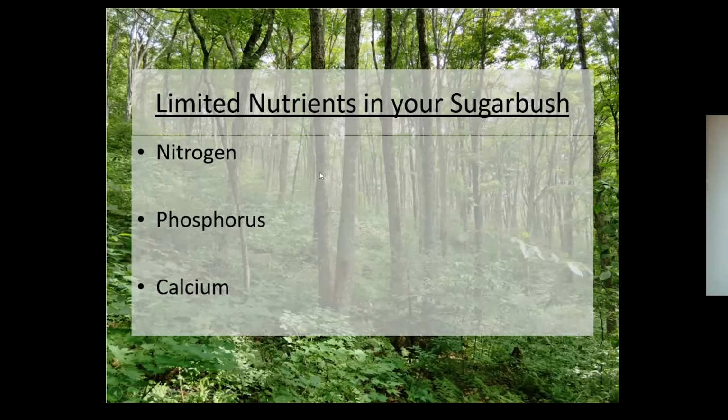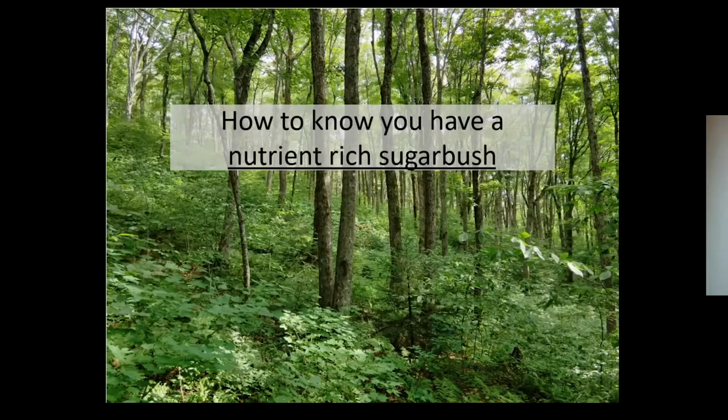Phosphorus is important for root growth, and we already know how important roots are. And then calcium, as we already mentioned, is really important for sugar maples. Calcium is used for stem growth, but also for leaf growth. It's a building block for cells and cell strength.